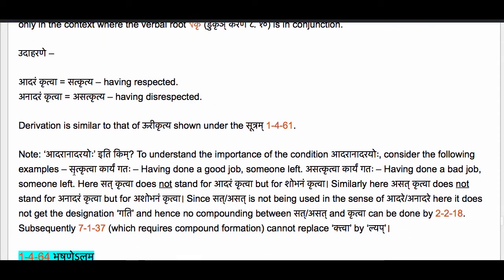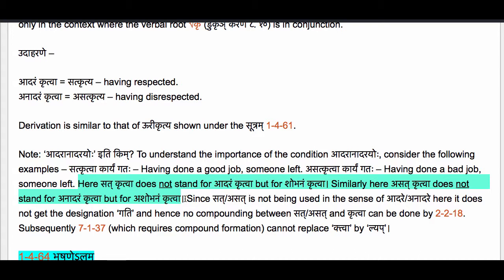The last note here says that Adara Nadarayoho Itikim. To understand the importance of the condition Adara Nadarayoho, consider the following examples. Sat Kritva Karyang Gataha. Having done a good job, someone left. Similarly, Asat Kritva Karyang Gataha. Having done a bad job, someone left. Here, Sat Kritva does not stand for Adaran Kritva but for Shobhanang Kritva. Shobhanang Karyang Kritva, having done a good job. Similarly, here Asat Kritva does not stand for Anadaran Kritva but for Ashobhanang Kritva.